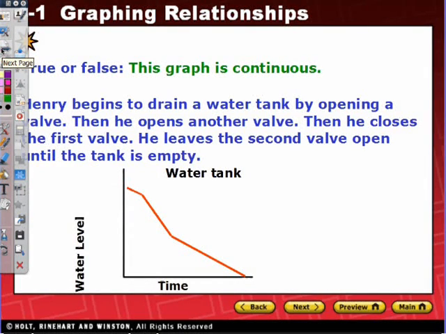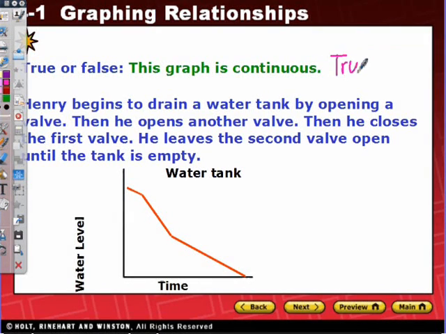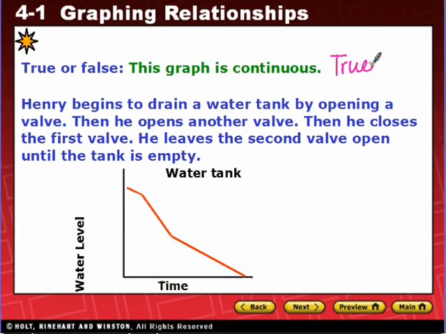Okay. One last true or false. This graph is continuous. We have a water tank draining, so he's got the valve open, and then he opens another valve, so this speeds up. This is true. This is a continuous graph. We can measure the exact level of the water at any point in time if we want to. So all of the data points along the line have meaning.